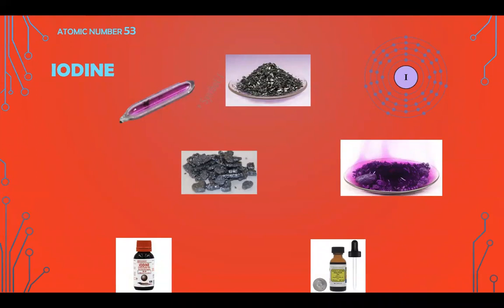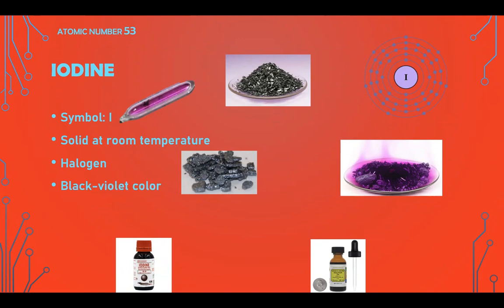Iodine. Its symbol is I, a single letter. It is a solid at room temperature, although it's a halogen. And by the way, now you'll start to notice that the further down in the periodic table you go, the less reactive halogens get and also the darker they get. Because fluorine started out with a pale yellow color, chlorine started out with a yellowish green color, which was a bit darker, bromine started with a dark red color, and iodine has a black violet color and it releases a purple vapor. Iodine is the least reactive halogen we know of today.